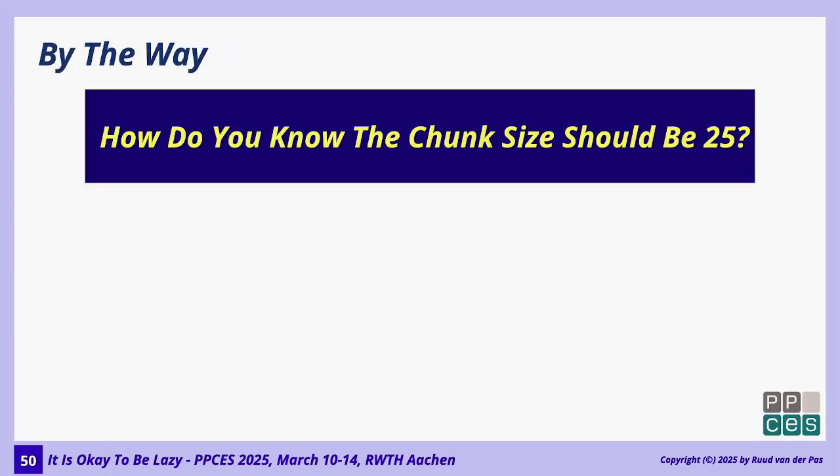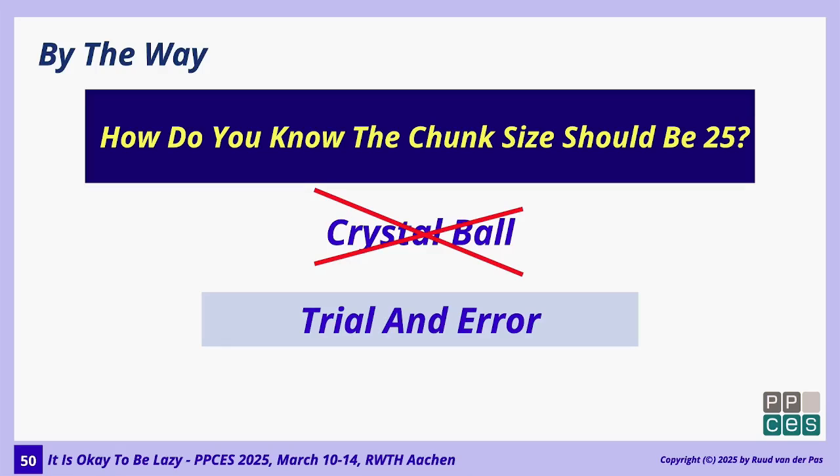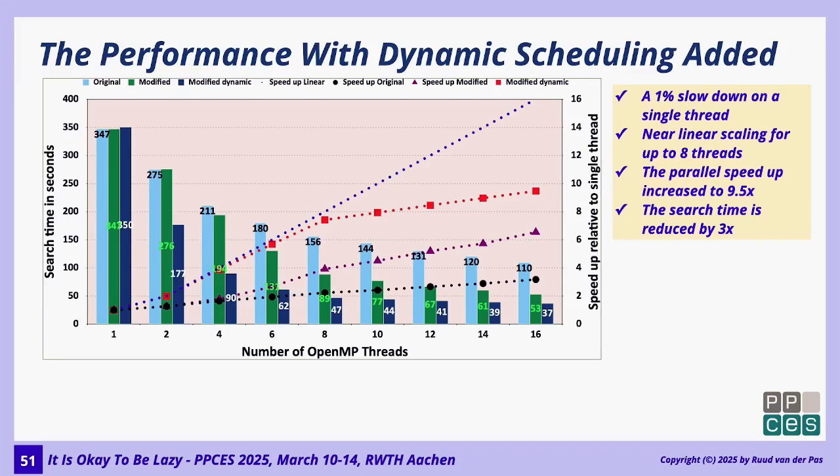So how do you know that? Well, that's what I just said. It's called crystal ball, trial and error. You have to do some experimentation. That's just the way it is. But look at the benefit. The benefit now, that's the dark blue bar chart.